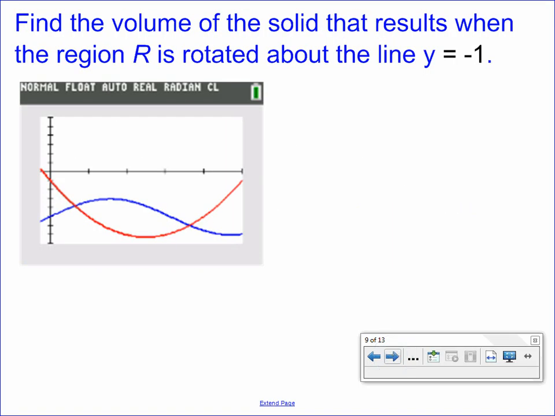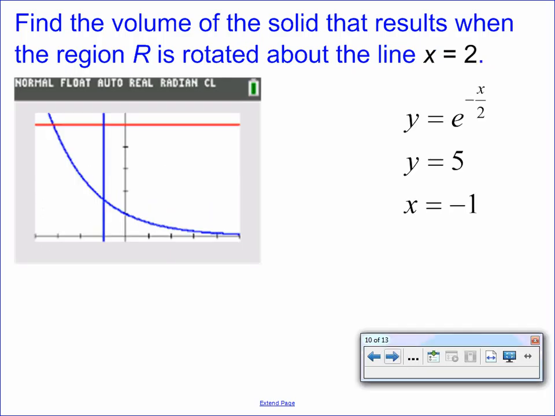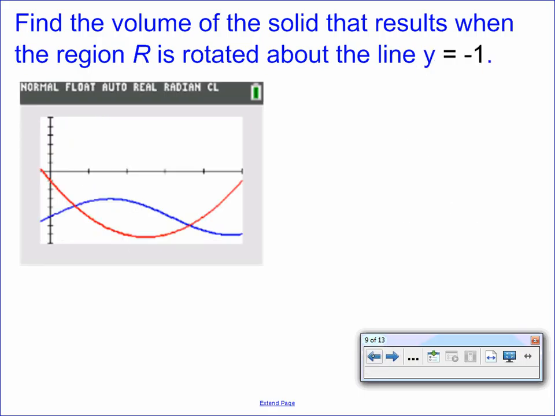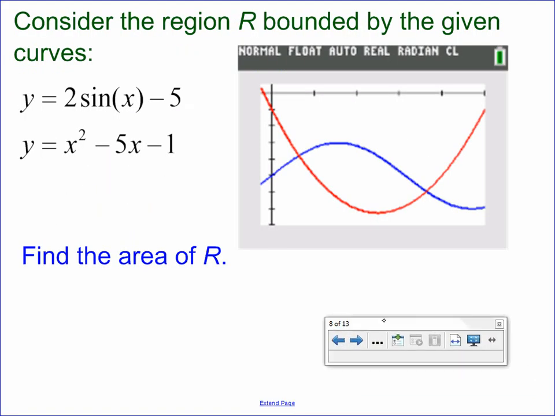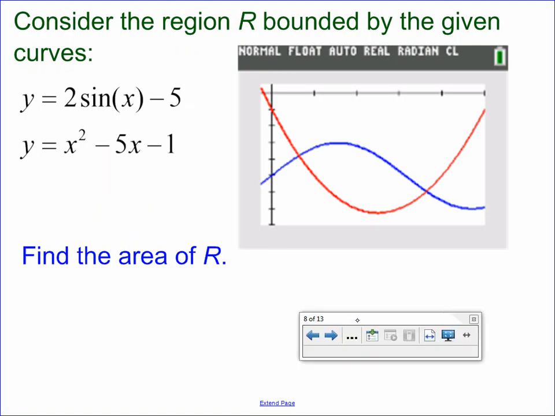And rotate about y equals negative 1. That one is going to be good. And rotate about line x equals 2. Awesome. Okay. So go ahead and do this with your partner. I'm going to pause the recording, and I've already done this, and we'll share our answers. Do this with your partner, make sure you get it.